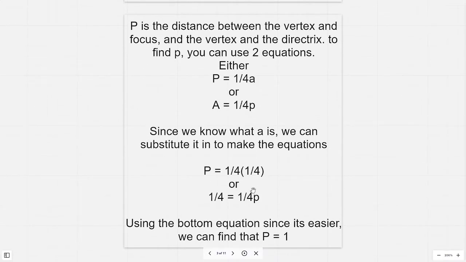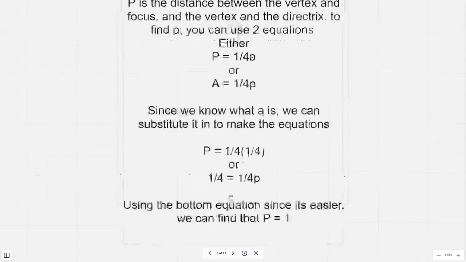P is the distance between the vertex and the focus, and the vertex and the directrix. To find P, we can use either of two equations, P equals 1/4 A or A equals 1/4 P. Since we know what A is, we can substitute it in to make the equations P equals 1/4 times 1/4 or 1/4 equals 1/4 P. Using the bottom equation, since it's easier, we can find that P equals 1.